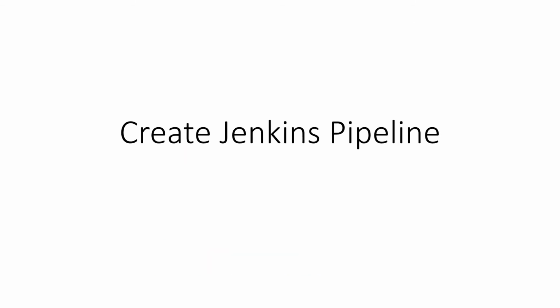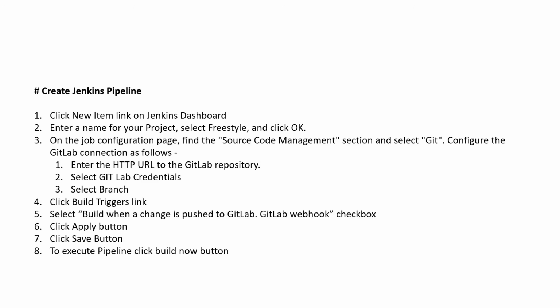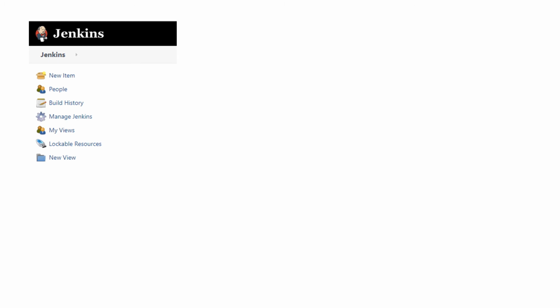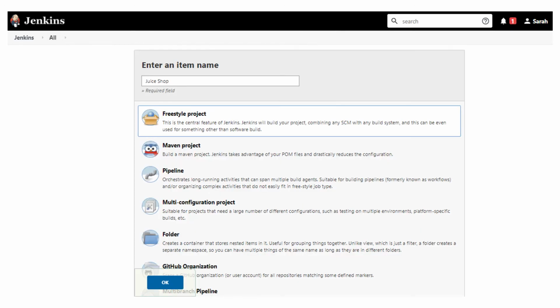Next, we need to create a Jenkins Pipeline. Here are the steps for creating a Jenkins Pipeline. We will go through them one by one. First, go to Jenkins and click the New Item link on the Jenkins dashboard. Enter a name for your project, select Freestyle and click OK.